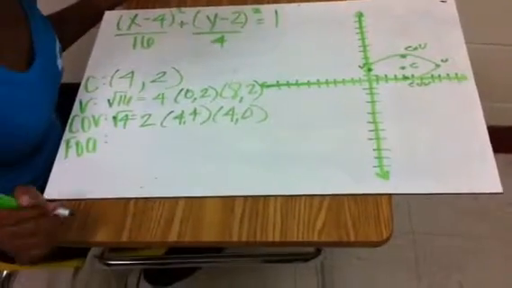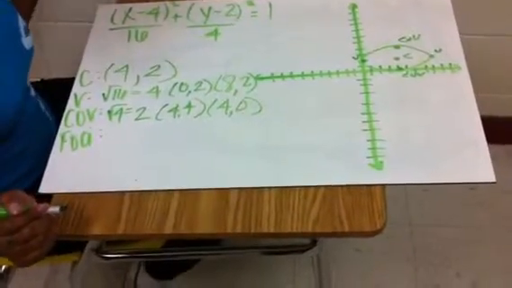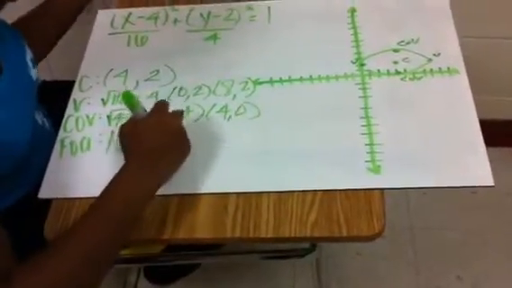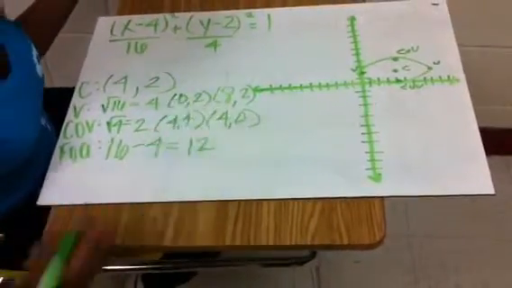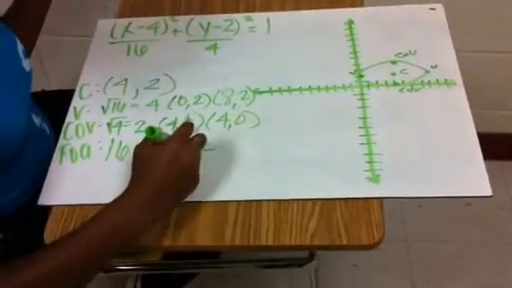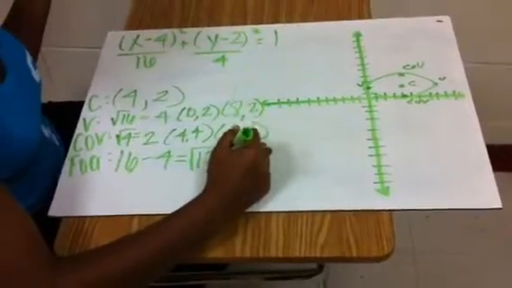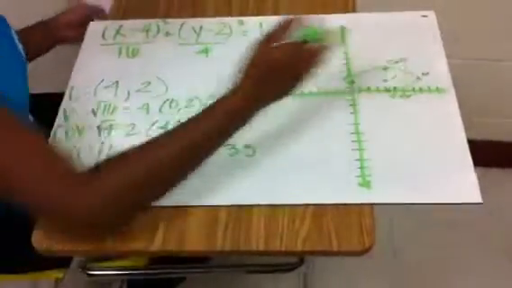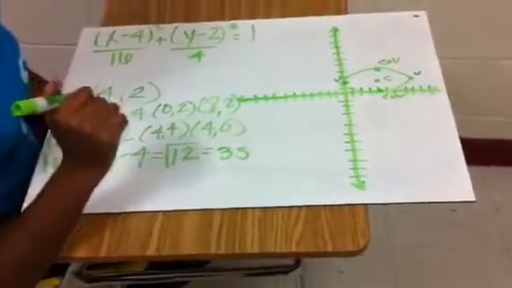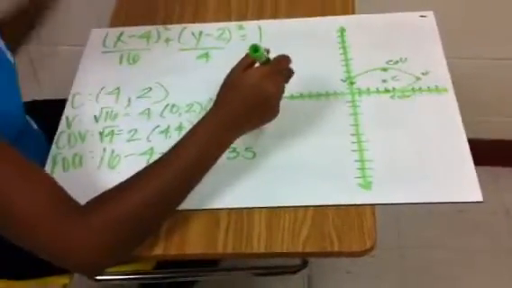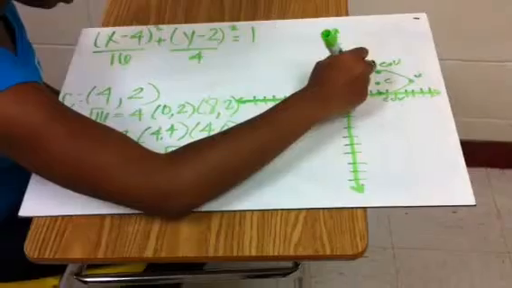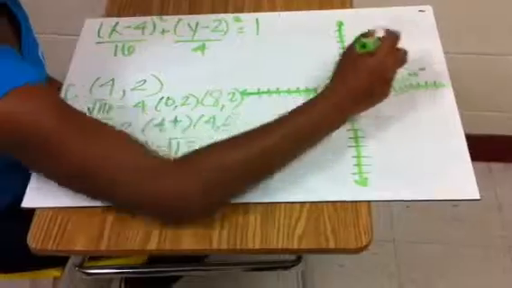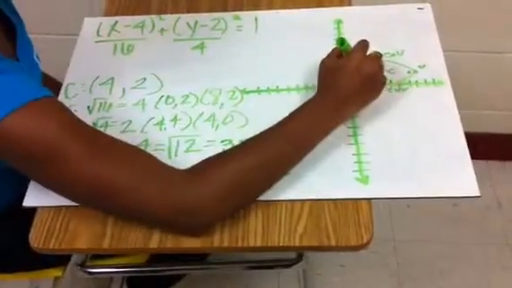Now you have to find your foci, which is you take the bigger number and subtract the little number. In this case, it will be 16 subtract 4, which equals 12. You have to take the square root of 12, which equals 3.5. Now since this one is a horizontal, you go left and right 3.5. Which is right here. And the other one is right here. And then you plot it and you identify what it is, which is your foci.